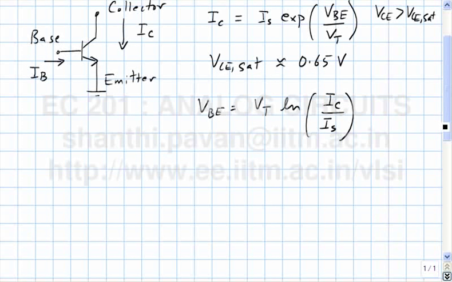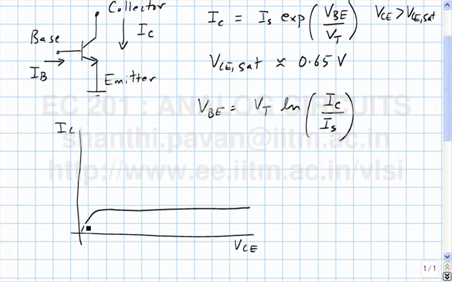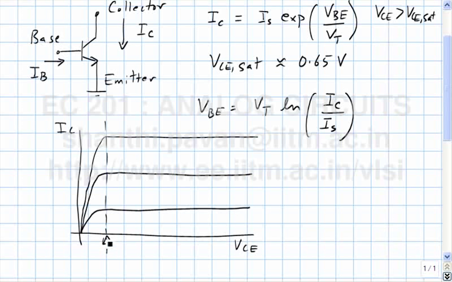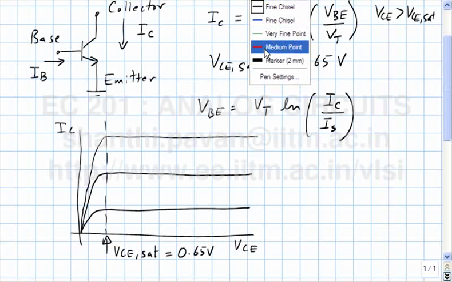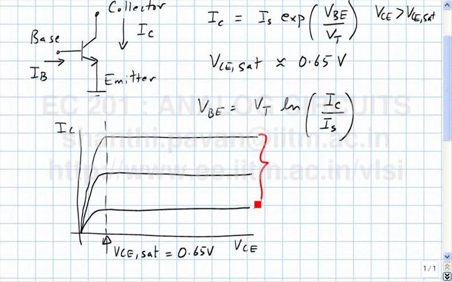As we saw the last time around, the IC versus VCE characteristics of the transistor very much resemble the characteristics you saw in the MOS case, that is for different values of VBE. If you plot IC, you will find that you will get characteristics of this form. What is this voltage? VCE SAT, which is 0.65 volts. These curves are drawn for different values of VBE.